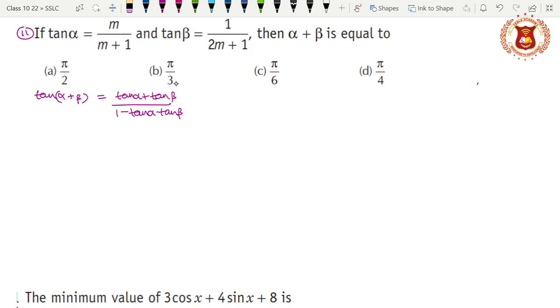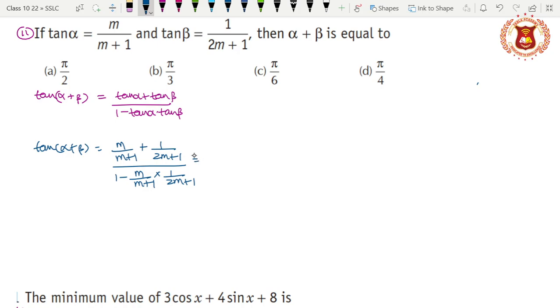Now tan alpha is given as m by m plus 1, and tan beta is 1 by 2m plus 1. Therefore I can write tan(alpha plus beta) is equal to, let us put tan alpha is equal to m by m plus 1, plus tan beta is equal to 1 by 2m plus 1, whole divided by 1 minus tan alpha, m by m plus 1, into tan beta, 1 by 2m plus 1.